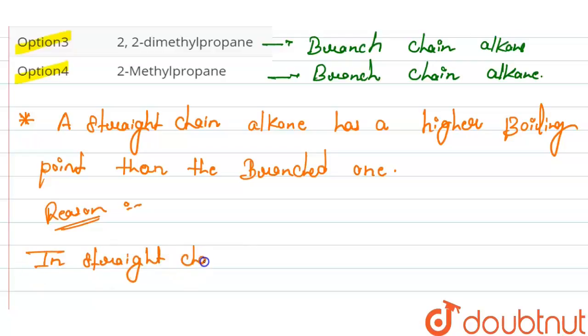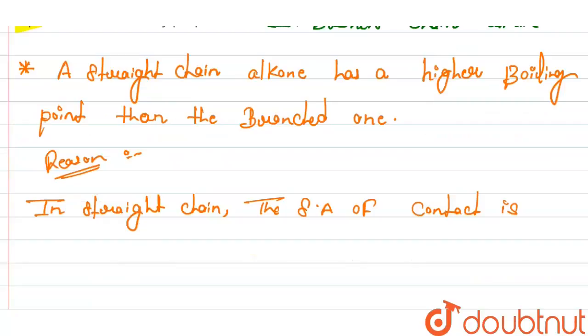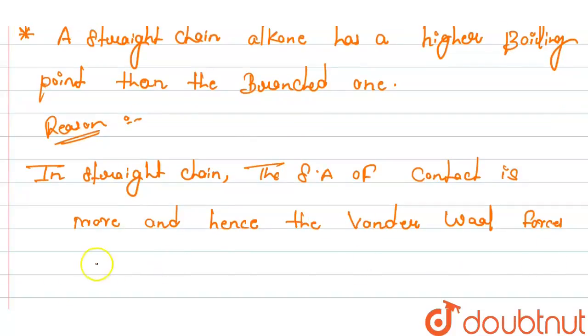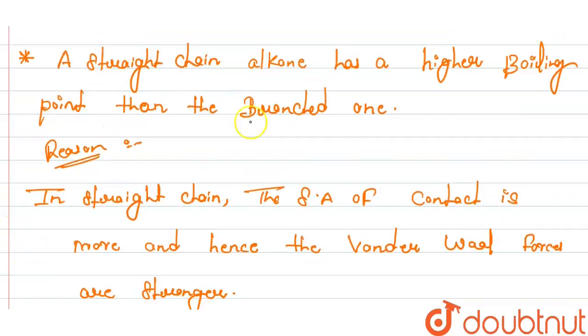in a straight chain, the surface area of contact is more, and hence the van der Waals forces are stronger. So this is one point, that a straight chain has a higher boiling point.